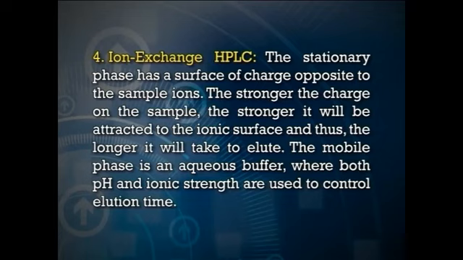Fourth type is ion exchange HPLC. The stationary phase has a surface of charge opposite to that of the sample ions. The stronger the charge on the sample, the stronger it will be attracted to the ionic surface and thus the longer it will take to elute. The mobile phase is an aqueous buffer where both pH and ionic strengths are used to control the elution time.